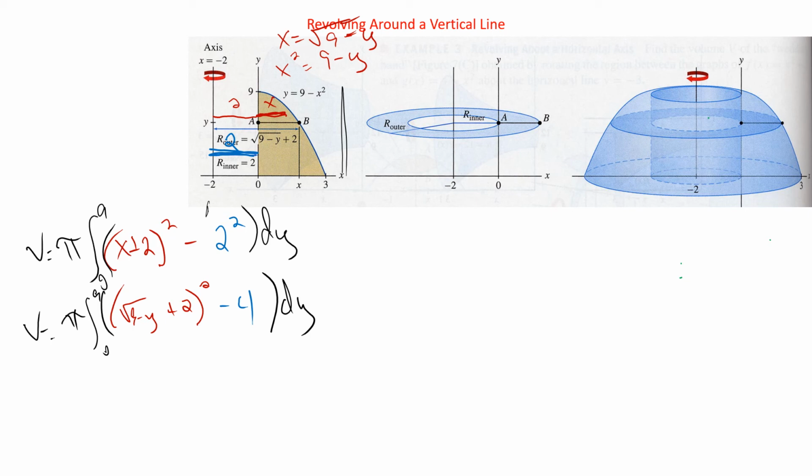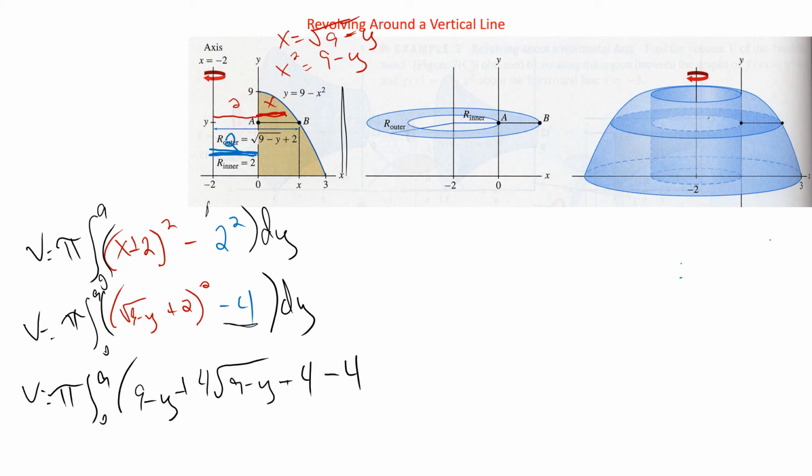Multiply it out. So when we multiply this out, we're going to have the square root times the square root will just be the inside, 9 minus y, plus 2 times the square root plus 2 times the square root will be 4 times the square root of 9 minus y, plus 4 minus 4, because notice this plus 4 minus 4, that happens a lot with this type of problem. dy.